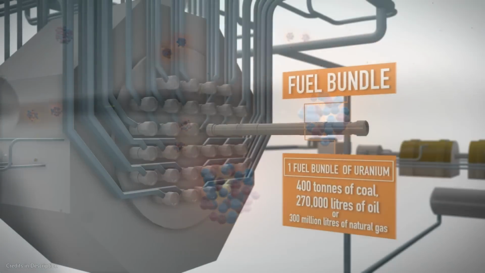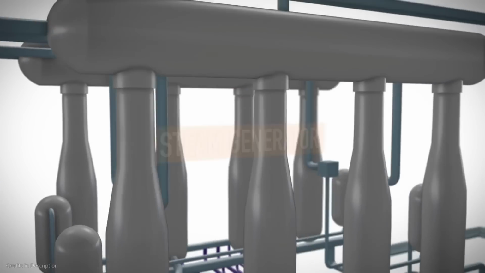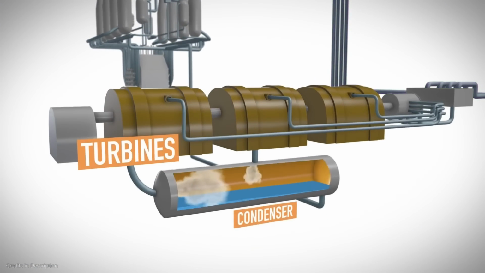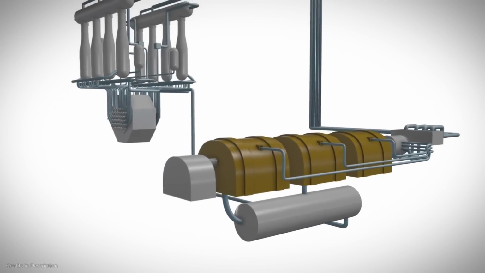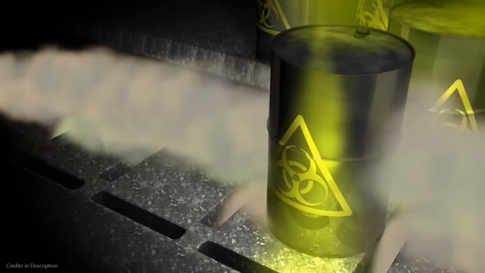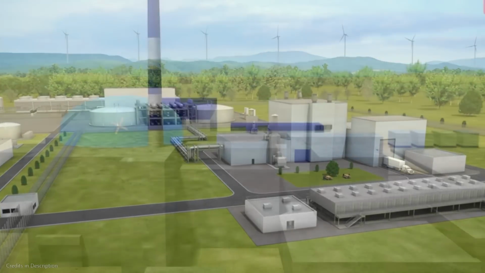In a nuclear power plant, the heat from the fission reaction is usually used to produce steam, which drives a turbine connected to a generator to create electricity. However, the fission process produces radioactive waste, necessitating careful management and disposal methods to protect human health and the environment.